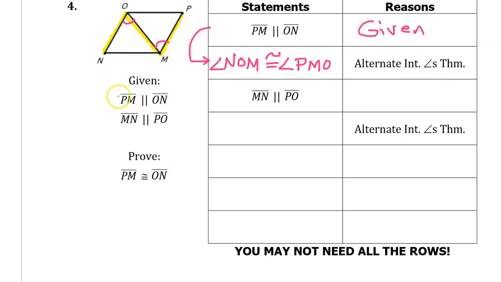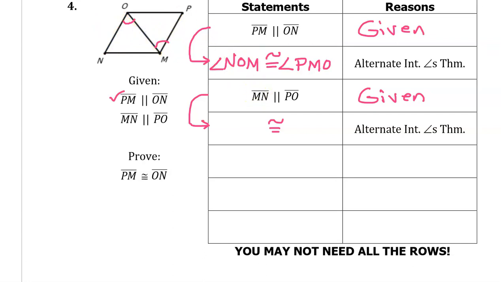Okay, great. So that's the first given, and we turned it into a congruent statement. Now here's the second given. MN is parallel to PO. So of course we will go ahead and write given. But once again, we need to take this statement of parallel and turn it into a statement of congruence. So it's going to be the exact same thing. We just have different parallel lines.